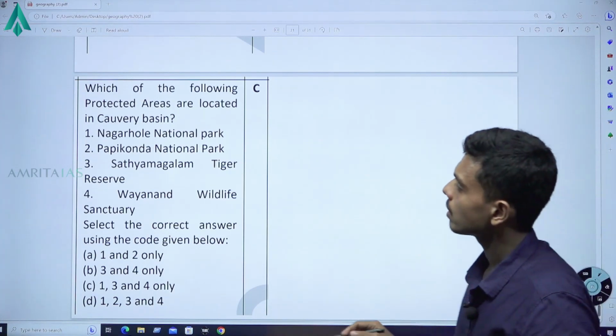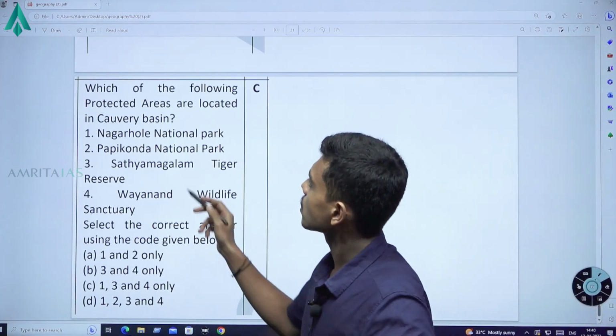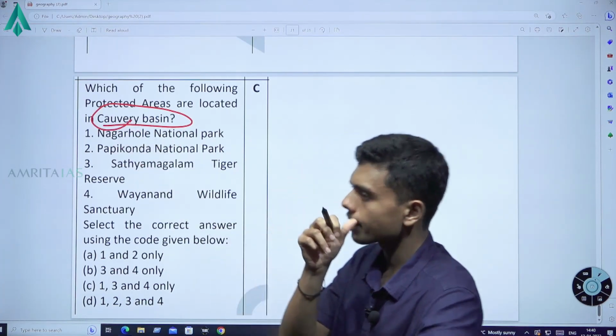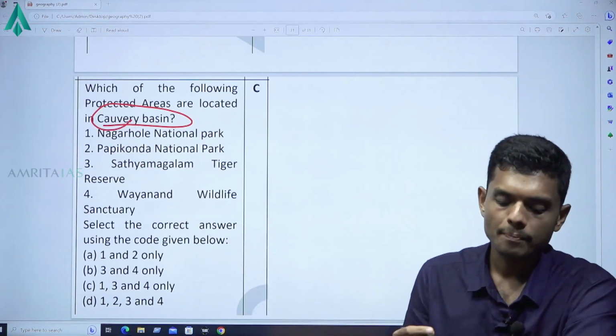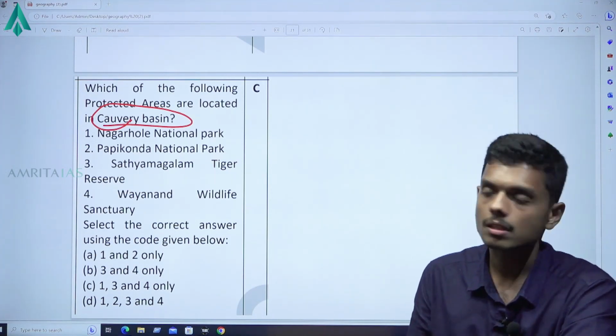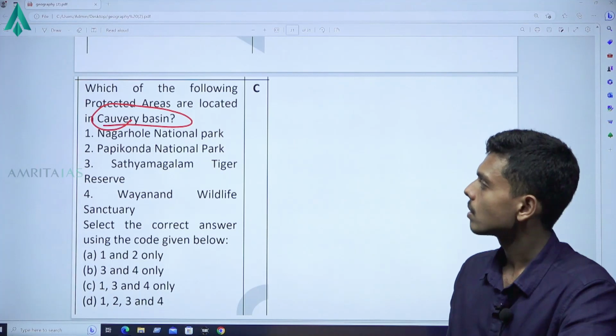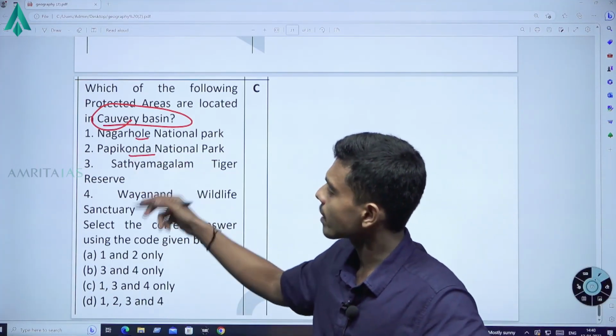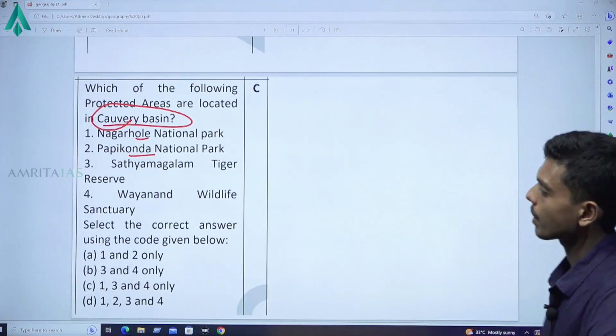They asked about the national parks in the Kaveri basin, but again it's about rivers, right? So when you study a river, you study about the national parks, protected sites, cultural sites, etc. And also develop logic for elimination.